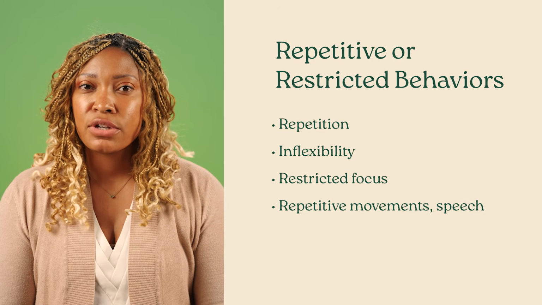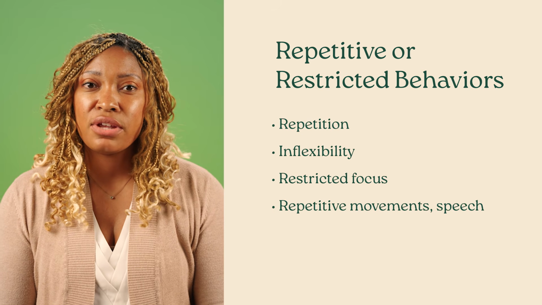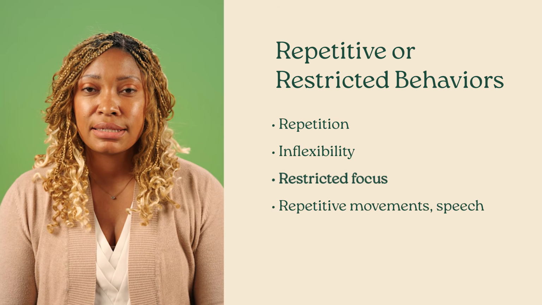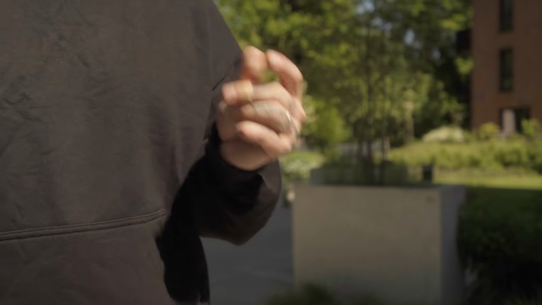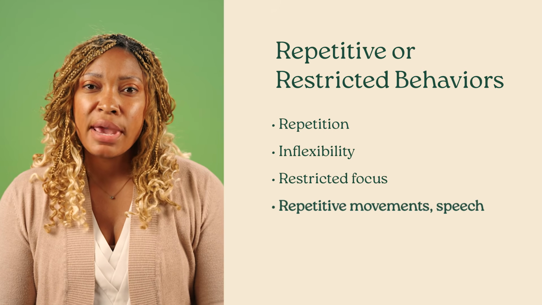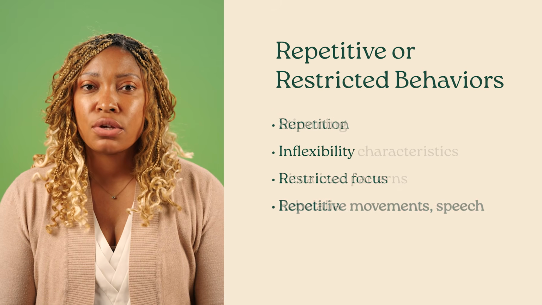Repetitive or restricted behaviors. Repetitive or restrictive behaviors may be considered a hallmark sign of ASD. These are behavioral patterns that tend to involve repetition, inflexibility, and restricted focus or interest in certain topics. For those without ASD, their interest or focus may also seem intense. Sometimes behaviors associated with ASD may also be considered inappropriate to the situation. Some examples of restricted or repetitive behaviors might include repetitive use of objects, speech, or repetitive movements such as rocking back and forth or hand flapping. These behaviors are also known as stimming.